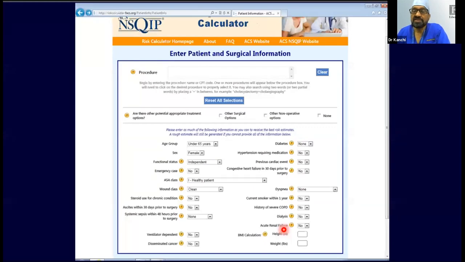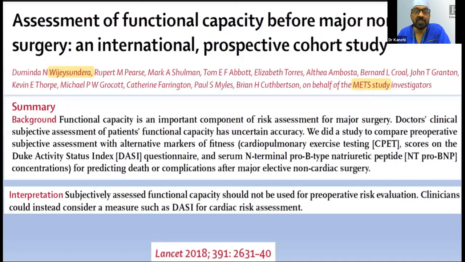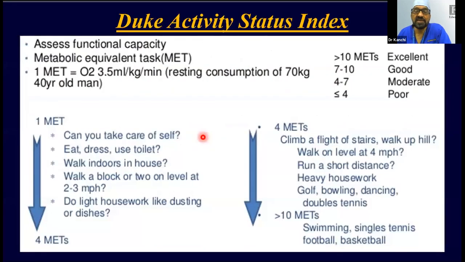This is the National Surgical Quality Improvement Program, which is a calculator based on data derived from more than 1 million surgeries, and provides a more comprehensive assessment of surgical risk. But it's a little more complex, and it is web-based, and is being used in the North American continent. And this paper highlights that when we assess the functional capacity, it is better to use the Duke Activity Status Index questionnaire, which is a little more accurate as compared to just going by the subjective assessment of the functional capacity by interviewing the patient. This is the Duke Activity Status Index.